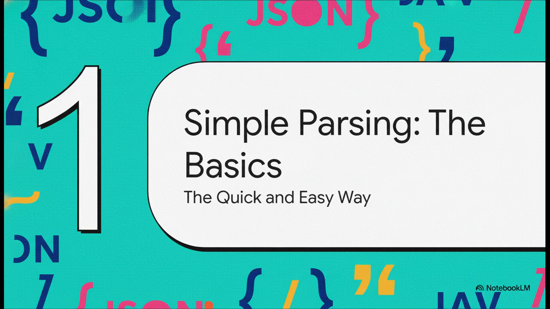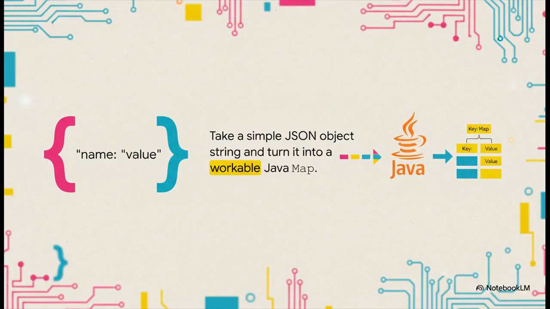Sometimes you don't need some super complex setup. You just need to parse a string, and you need to do it fast. This library makes those common jobs incredibly simple. So, first things first, we're going to tackle a super common task. You've got a simple JSON object, it's just a string, and you need to turn it into a Java map that you can actually work with.